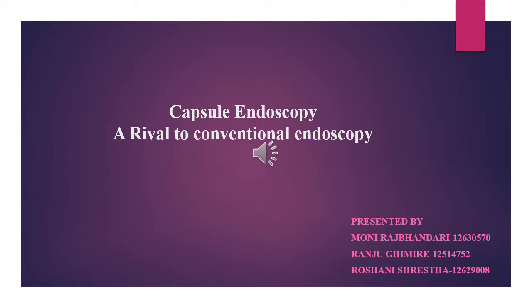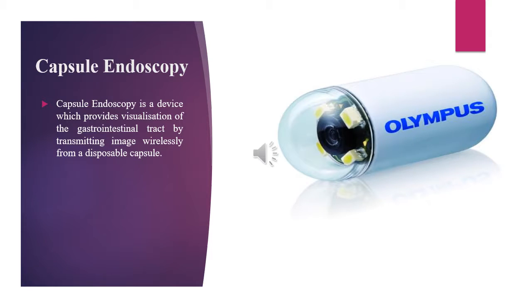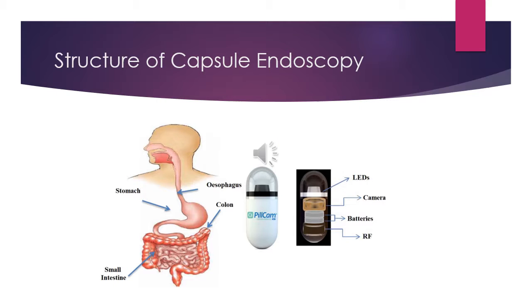First, let us know what is capsule endoscopy. Capsule endoscopy is a device which provides visualization of the gastrointestinal tract by transmitting images wirelessly from a disposable capsule to a data recorder worn by the patient, and involves a process that utilizes a tiny wireless camera so as to take images of the digestive tract for diagnosis. As we can see in the figure, the structure of capsule endoscopy includes LED, camera, batteries, and RF.